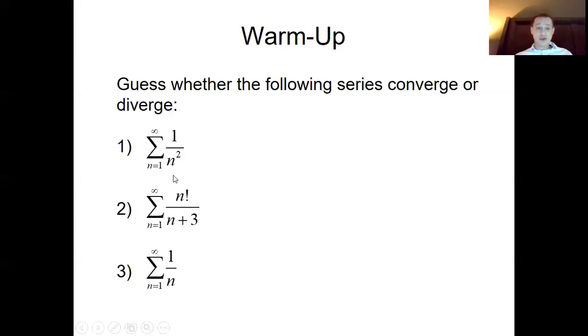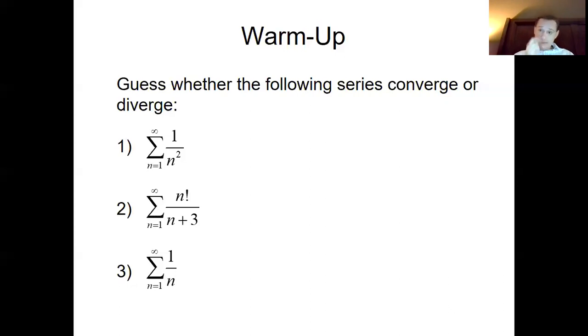In fact, since the numerator is getting very, very big, much faster than the denominator, this fraction is getting bigger and bigger and bigger. And if the numbers are getting bigger and bigger, exploding, they're not going to 0 for sure. And they're not going to 0, they definitely don't converge. So number 2 would diverge in that case.